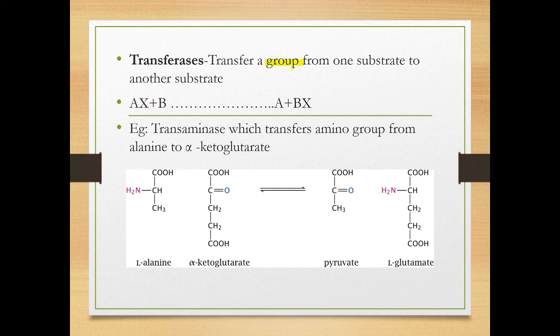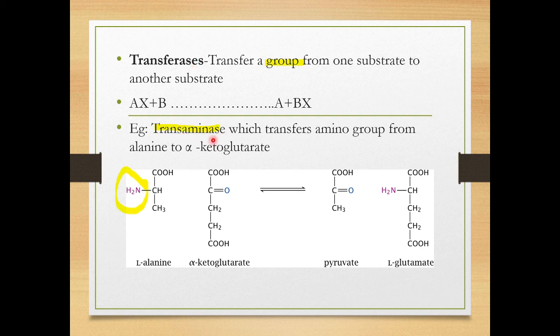This is a group. For examples of transferase, one is transaminase. It transfers an amino group from alanine to alpha ketoglutarate. So this is alanine, this is the subgroup, and this is another substrate called alpha ketoglutarate. Transferase is what? Transaminase. Here it is a transferase. What does it transfer? An amino group.